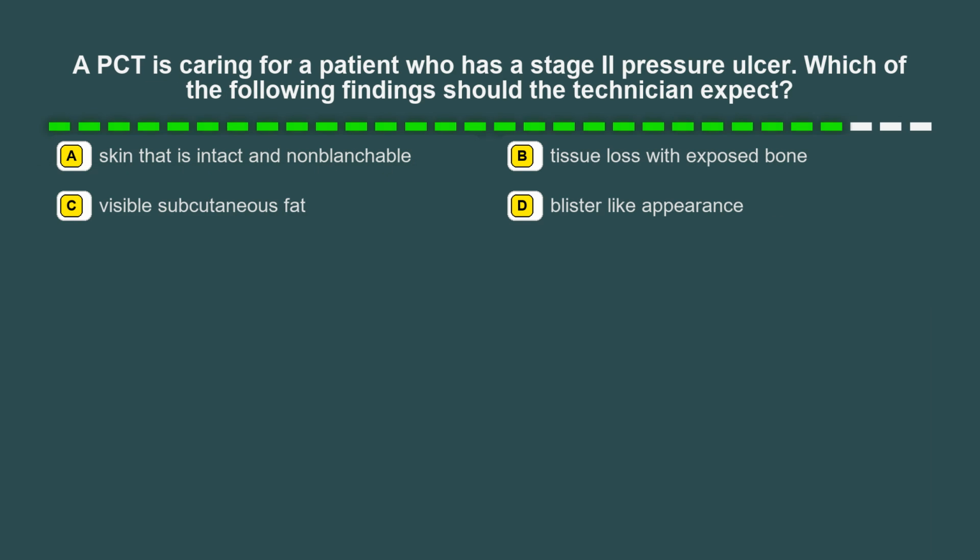Question 29. A PCT is caring for a patient who has a stage 2 pressure ulcer. Which of the following findings should the technician expect? Option A, skin that is intact and non-blanchable. Option B, tissue loss with exposed bone. Option C, visible subcutaneous fat. Option D, blister-like appearance.